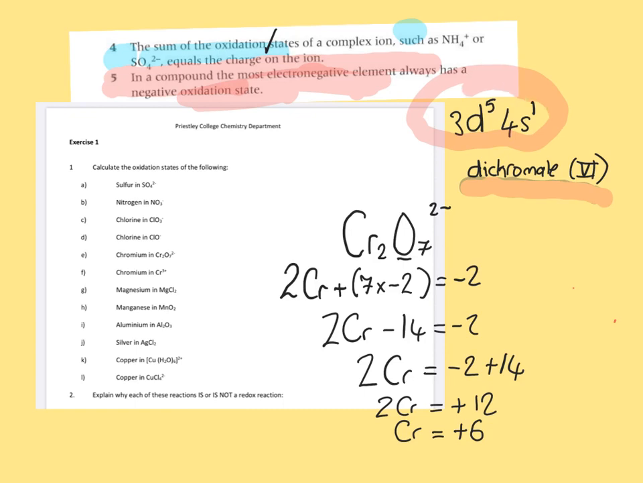Di because there are 2 chromium atoms, as opposed to the chromate ion, the chromate(VI) ion, which has the formula CrO4 2-. That is the chromate(VI) ion. It has exactly the same oxidation state of +6. So this is the dichromate and this is the chromate ion.